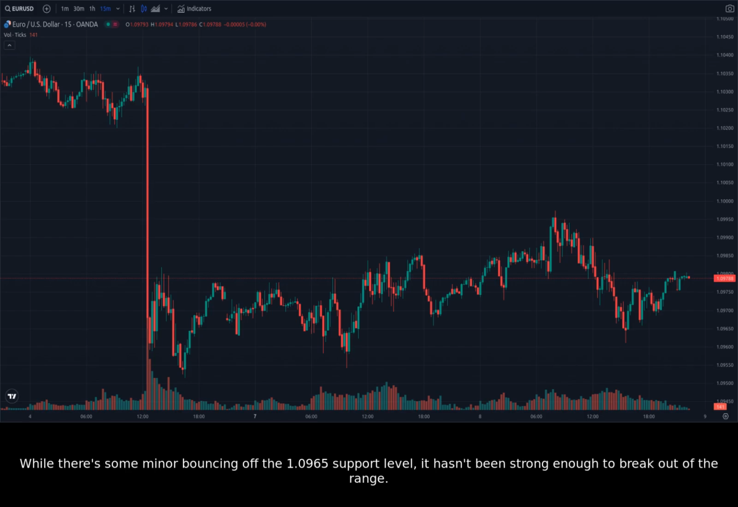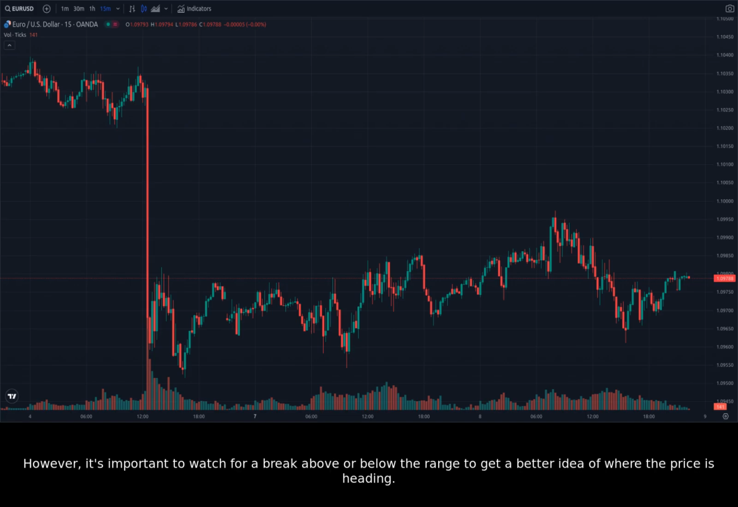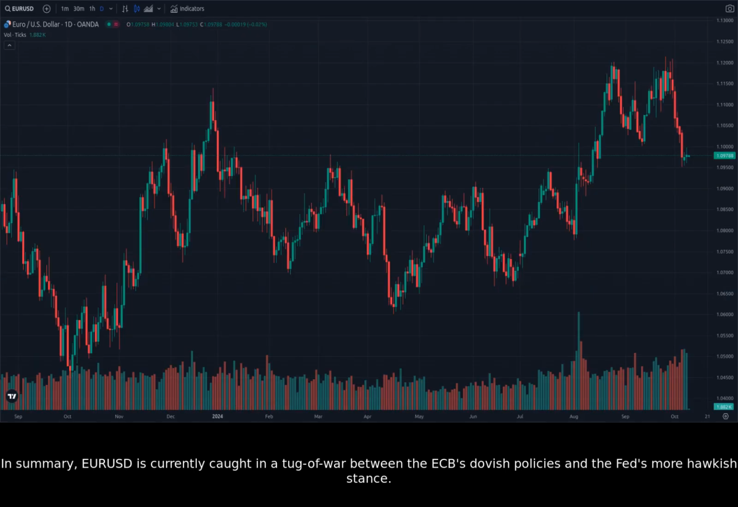While there's some minor bouncing off the 1.0965 support level, it hasn't been strong enough to break out of the range. With such tight consolidation on the 15-minute chart, it's difficult to predict the short-term direction of EURUSD. However, it's important to watch for a break above or below the range to get a better idea of where the price is heading.